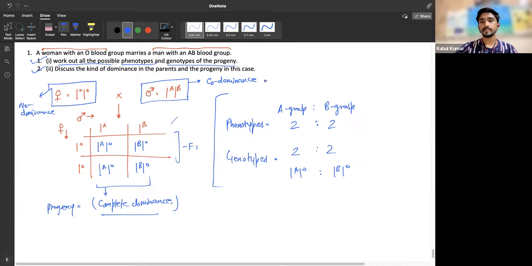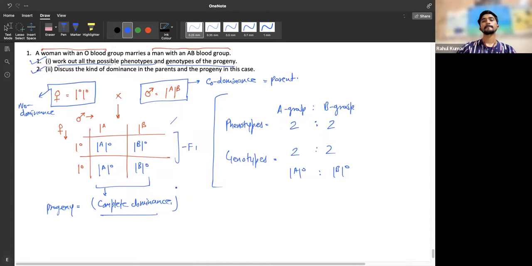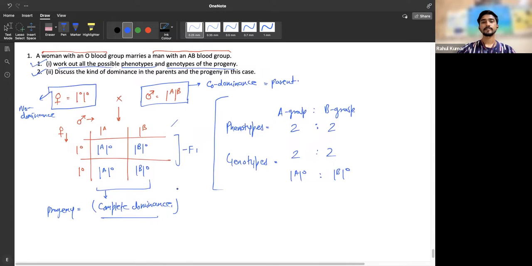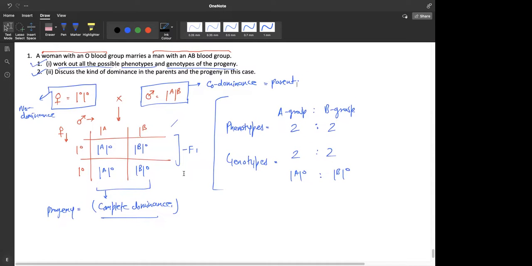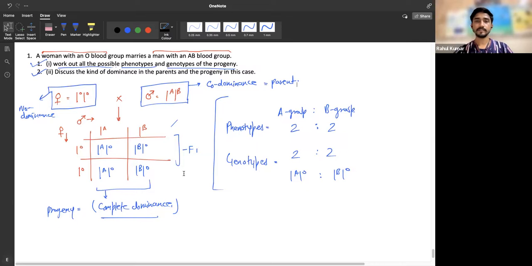So in the progeny, there is complete dominance. In the parents, there is codominance in the male parent. Please note down this answer. If anyone could not figure out the right answer, please note this down, and let me know when you're done, quickly.